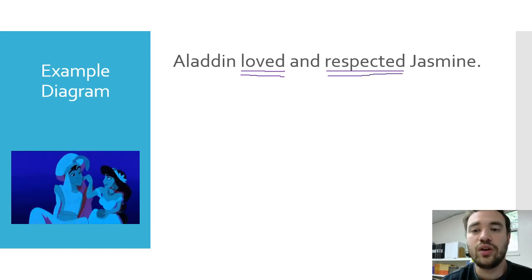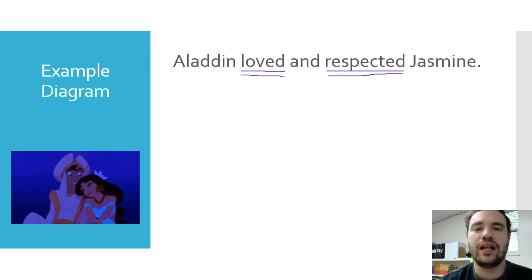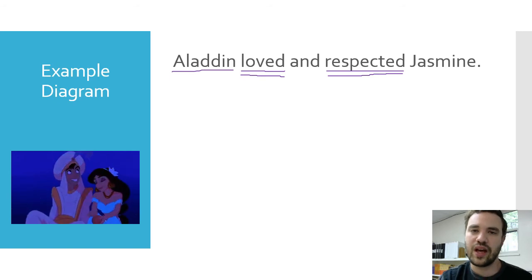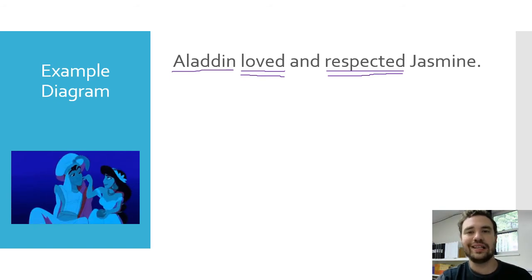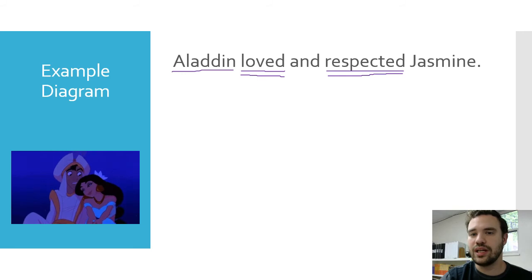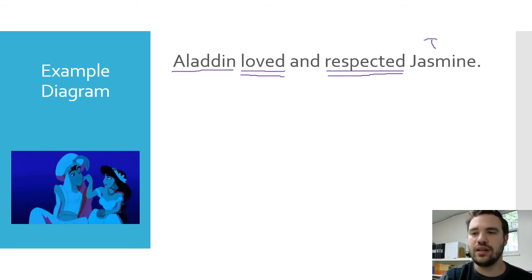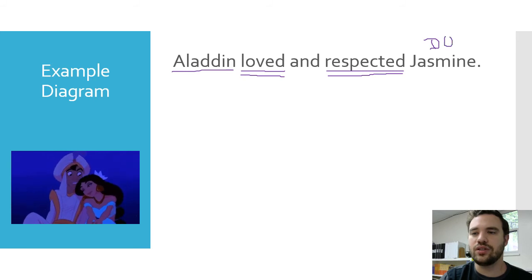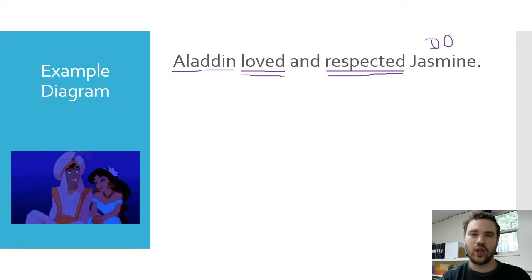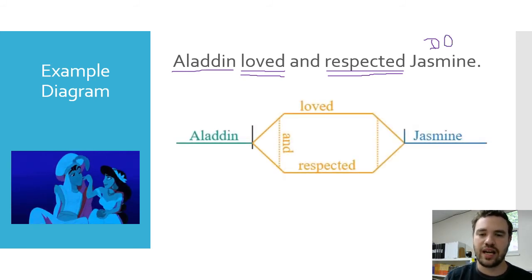All right, and then who loved and respected? Well, Aladdin loved and respected, so that's going to be our subject. Aladdin loved and respected whom? Aladdin loved and respected Jasmine. So Jasmine is our direct object. All right, so let's see what that looks like in a diagram.